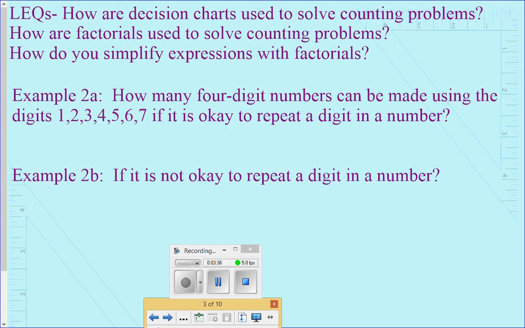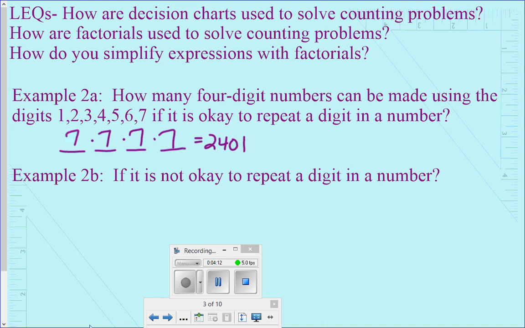Okay, next example, copy that into your notes. So this time I have 4-digit numbers that I'm making using digits 1 through 7, and it's okay to repeat a digit. So first of all, 4 blanks because of the 4 digits. Those are my events. 7 choices because numbers 1 through 7, I'm allowed to repeat. So once I've chosen 1, let's say for the first digit, I can use 1 again. So 7, and again, and again. I multiply those, and I get 7 to the 4th, which is 2,401.